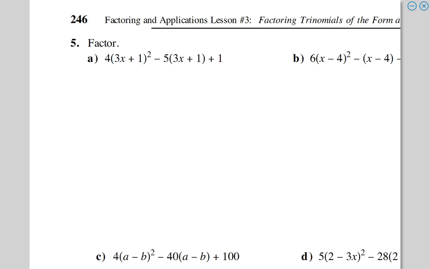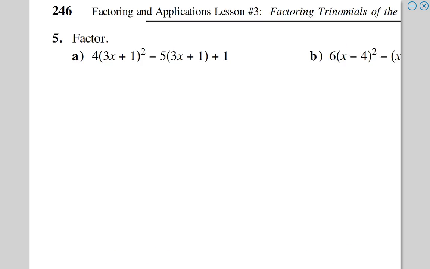You'll have ones on the exam that look just like this. You'll have one in the written response that looks exactly like that. Like with different letters, but the exact same thing. It'll be a number, a binomial squared minus a different number, the same binomial plus a number. It's the exact same question.